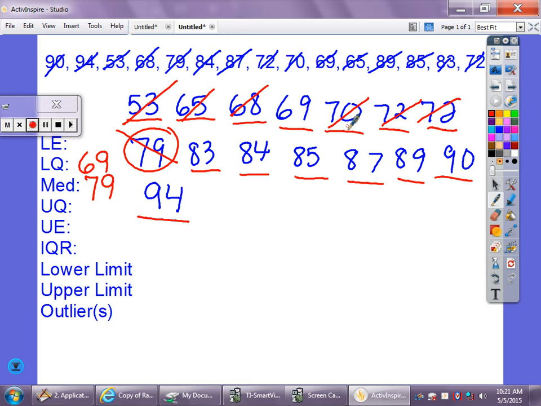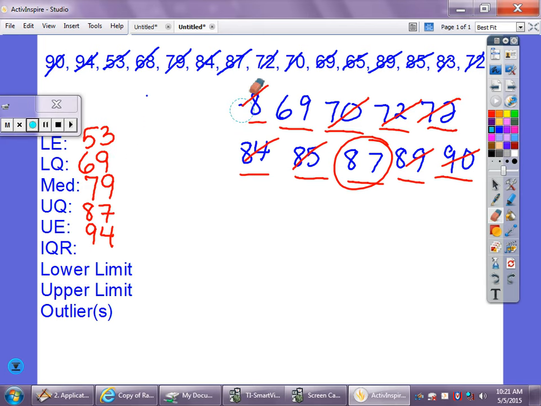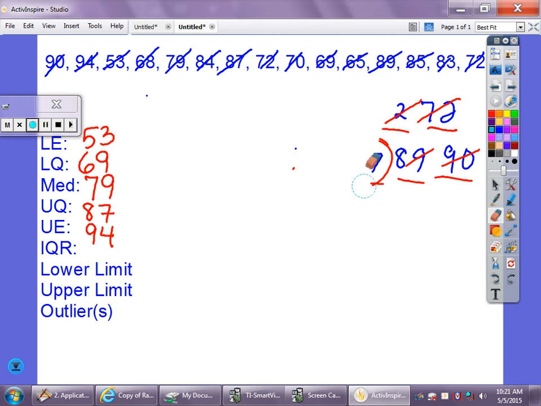Let's look for the upper. So now I'm going to look at this upper group. Highest, lowest, lowest, highest, highest, lowest. Here we go, 87. Again, I didn't have to do extra work because it worked out perfectly. So 87. Lower extreme is the lowest number in the whole group. That's 53. The upper extreme is the highest number. That is 94. Two easiest ones. We should never miss those or get those wrong. I'm going to erase this work so I have space to show you the rest of the problems and to sketch out my box and whisker.